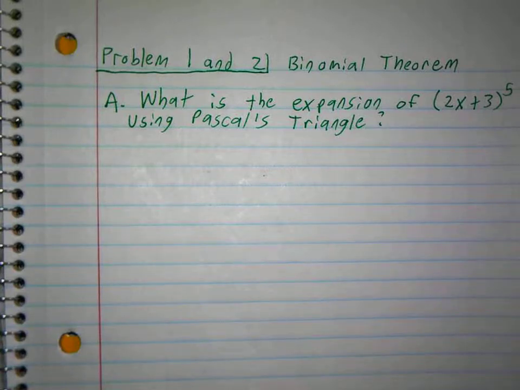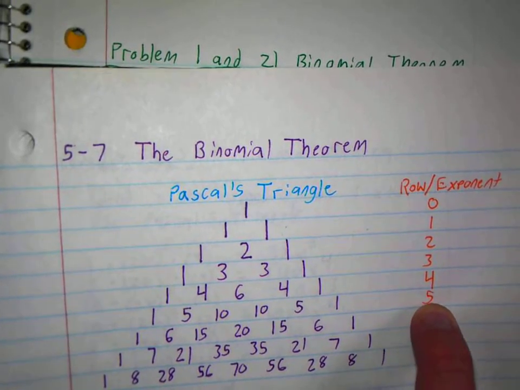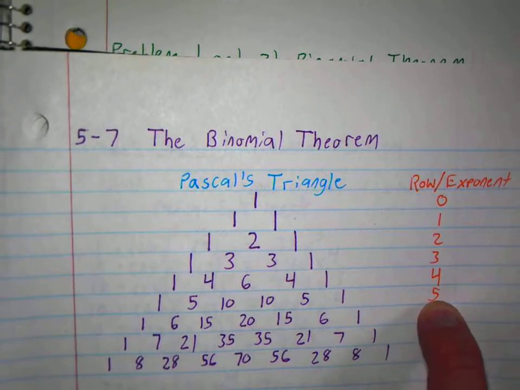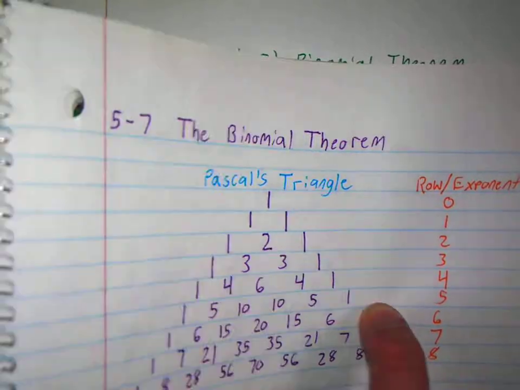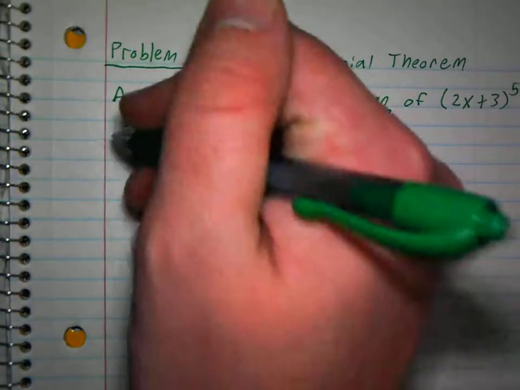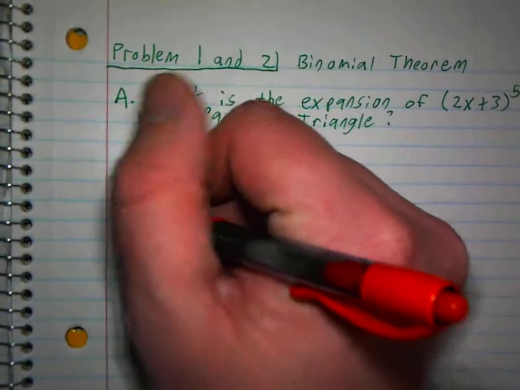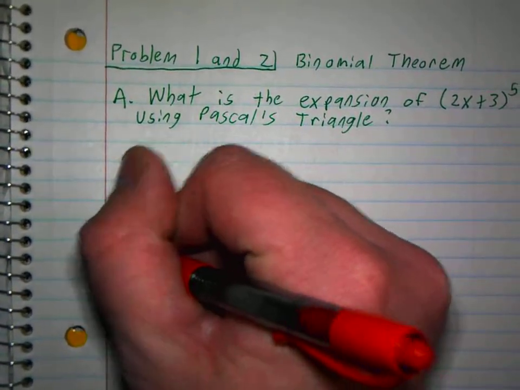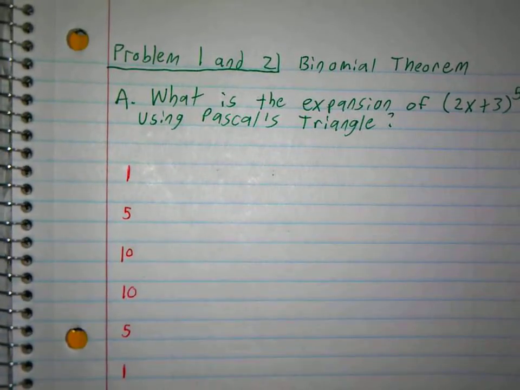So the first thing you do is, what is the exponent? 5. And so you look at the fifth row. The fifth row is 1, 5, 10, 10, 5, 1. You're going to copy that down. 1, 5, 10, 10, 5, 1.